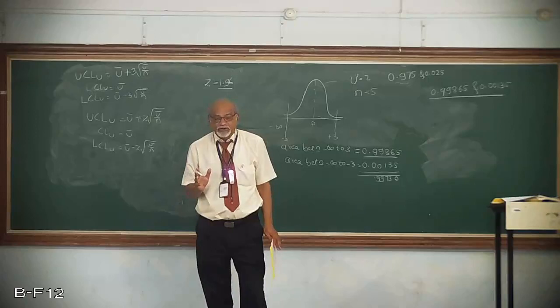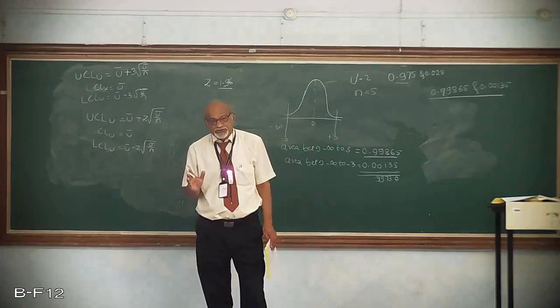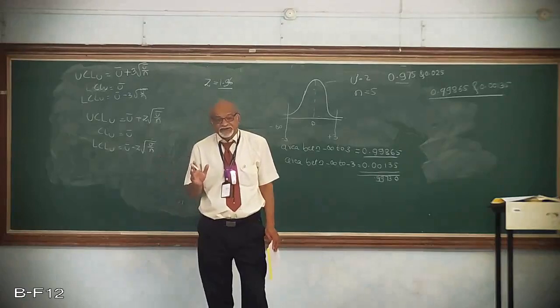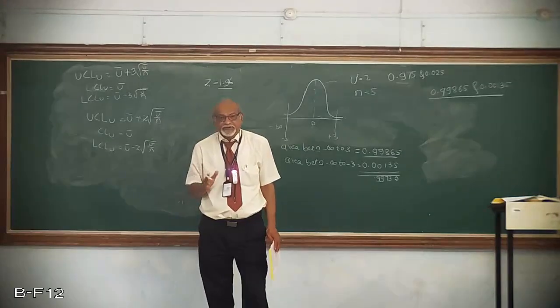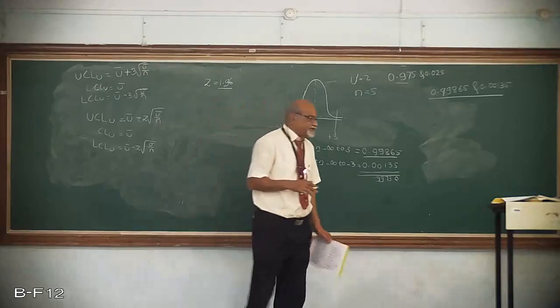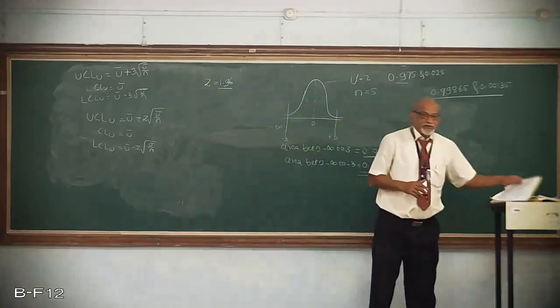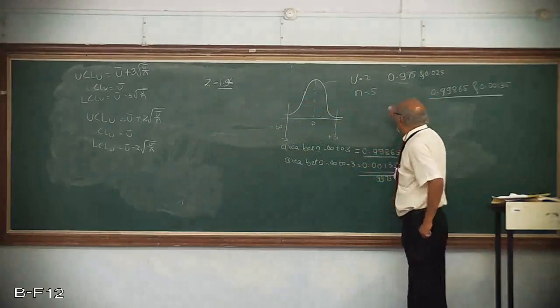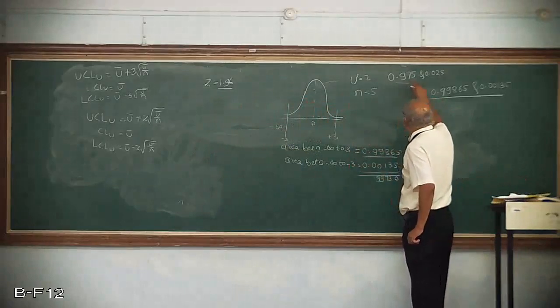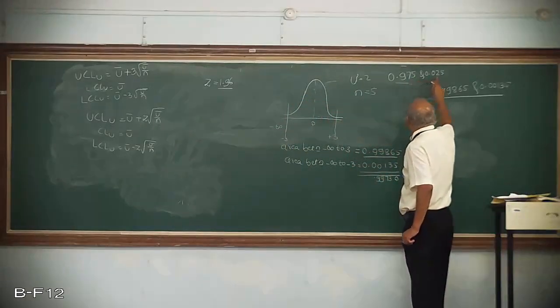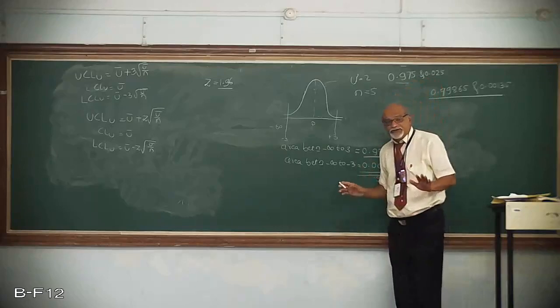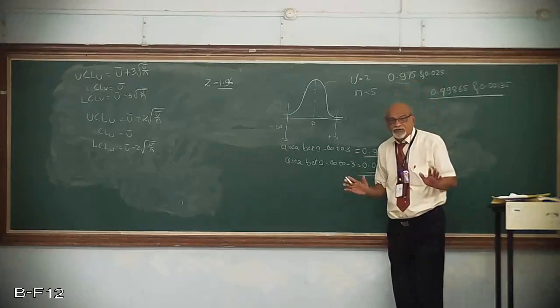Is it understood? So he doesn't use 3 sigma control limits. He is using 1.96 control limits. Saying 1.96 control limits or the probability limits of 0.975 and 0.025 means the same. There is no difference at all.